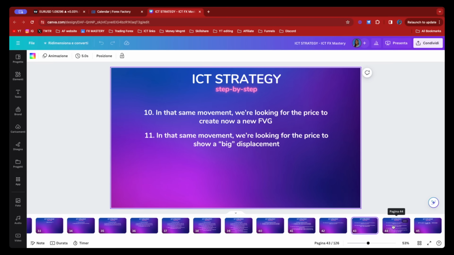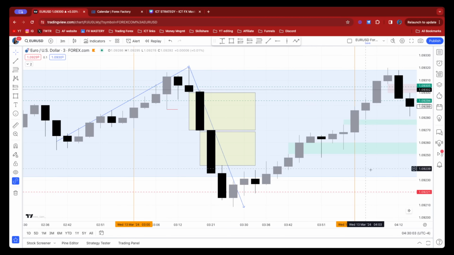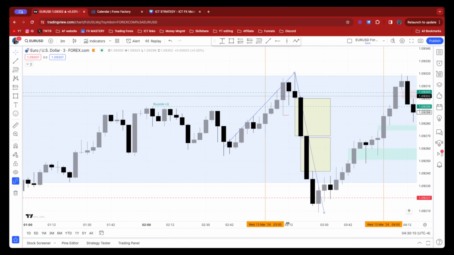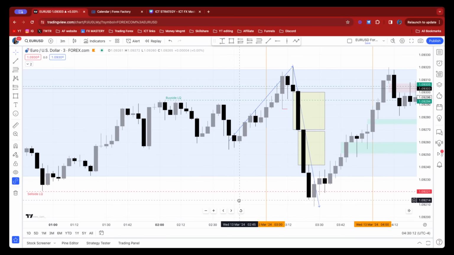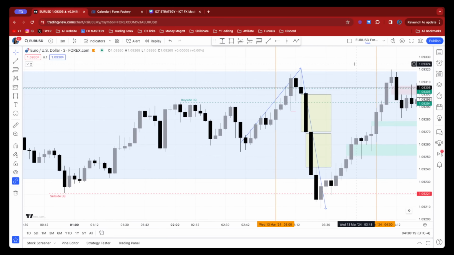And then it would be our point number 12, which is, now that the price has created a fair value gap, stop and check. Is it according to our bias? What are the reasons why the price would want to go in an opposite direction? So if you stop here and you observe, do you see a reason why the price would actually want to go into the opposite direction? And so instead of keep going lower, why the price would want to reverse and keep going higher?